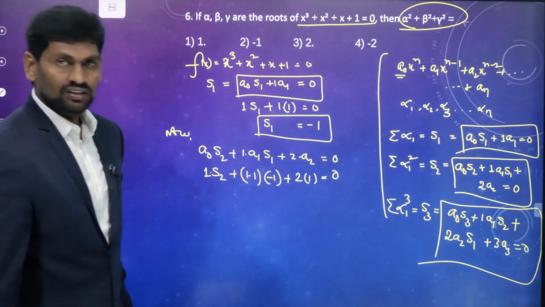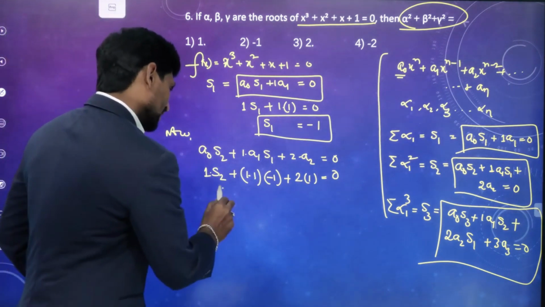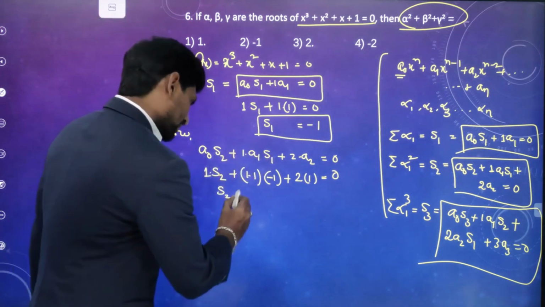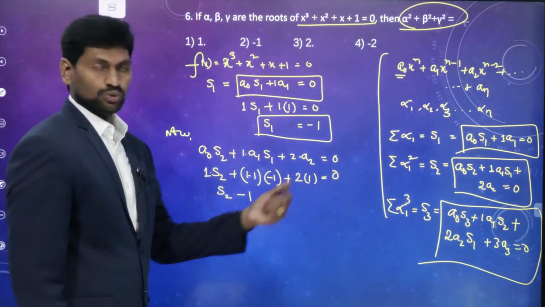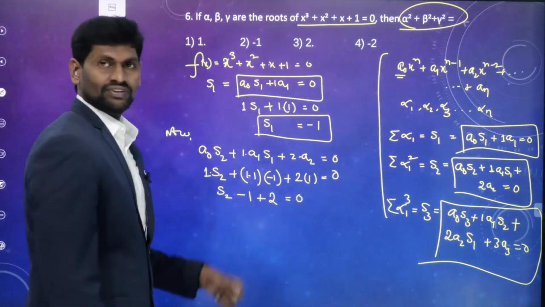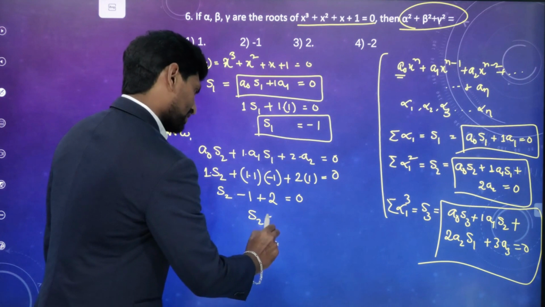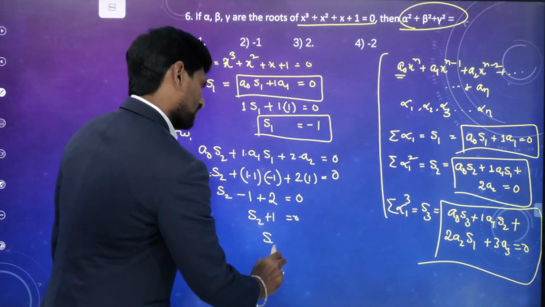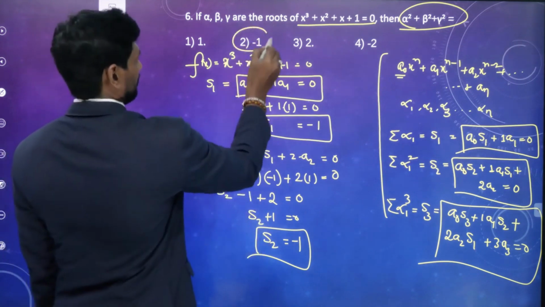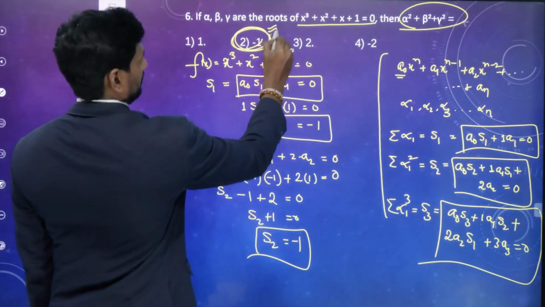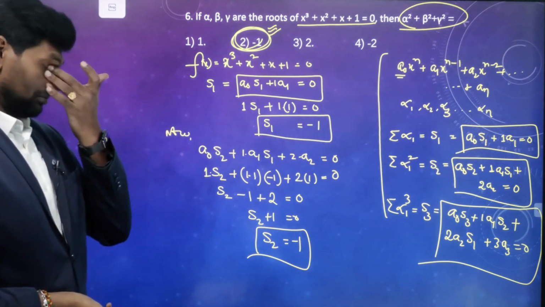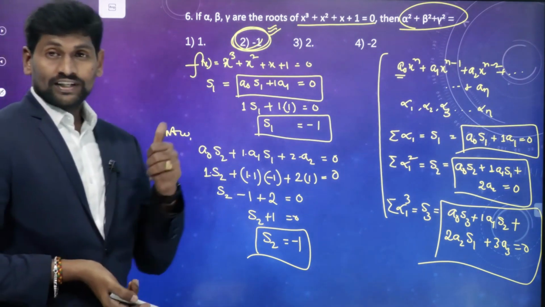Okay, now let us simplify this. 1 into S2 is S2. Here 1 ones are 1. 1 into minus 1 becomes minus 1, plus 2 ones are 2. Now here itself we can cancel: 2 minus 1 is plus 1. That means S2 plus 1 equals 0, so S2 equals minus 1. Therefore the answer is minus 1. Please note it, children. We'll go to the next problem.